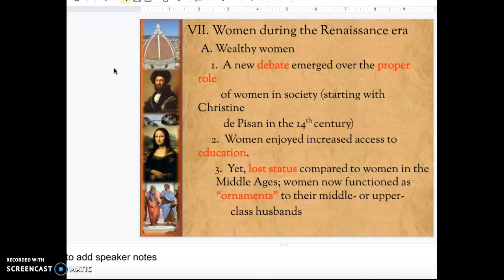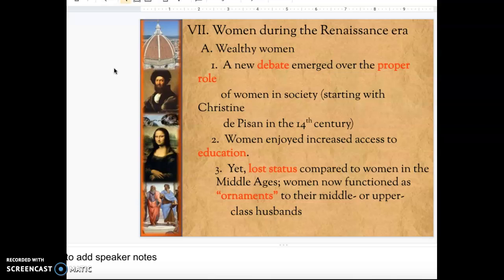When we study the wealthy women during the Renaissance era, there is this new debate that has emerged over the proper role of women in society. That is going to begin in the 14th century with Christine de Pizan, who we'll talk more about in a few minutes. But this debate that I'm talking about will continue for the next 600 years. Another way of saying this new debate, it's the woman question, or the French way of saying that, querelle des femmes. So let me spell that for you.